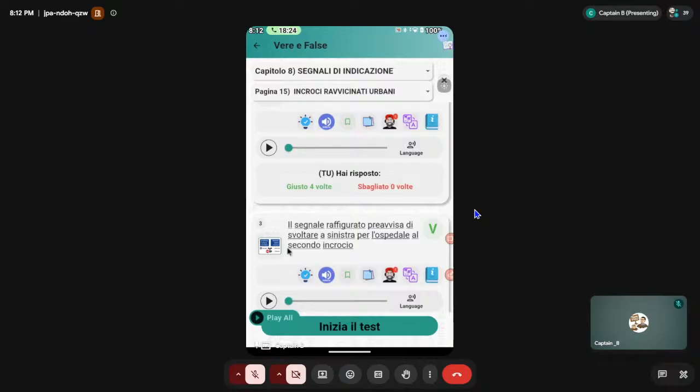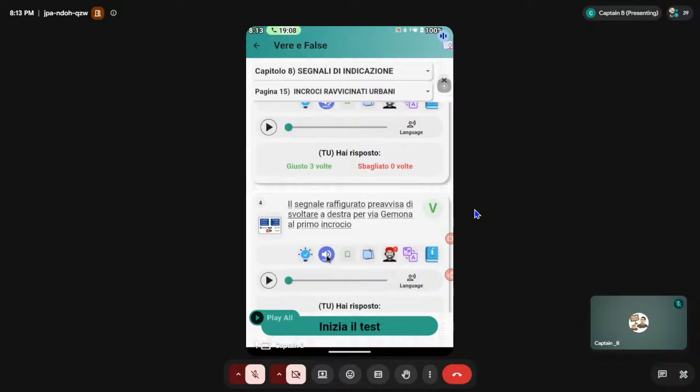You see the second junction, that's where you find ospedale. And which side of it? It's found at the left. Il segnale raffigurato preavvisa, the sign is announcing, di svoltare, of turning. Where? A sinistra, turning to where? Your left. L'ospedale, at the hospital side, al secondo incrocio, at the second junction. The second junction, which is the intersection, is at your left. That's where the hospital is.